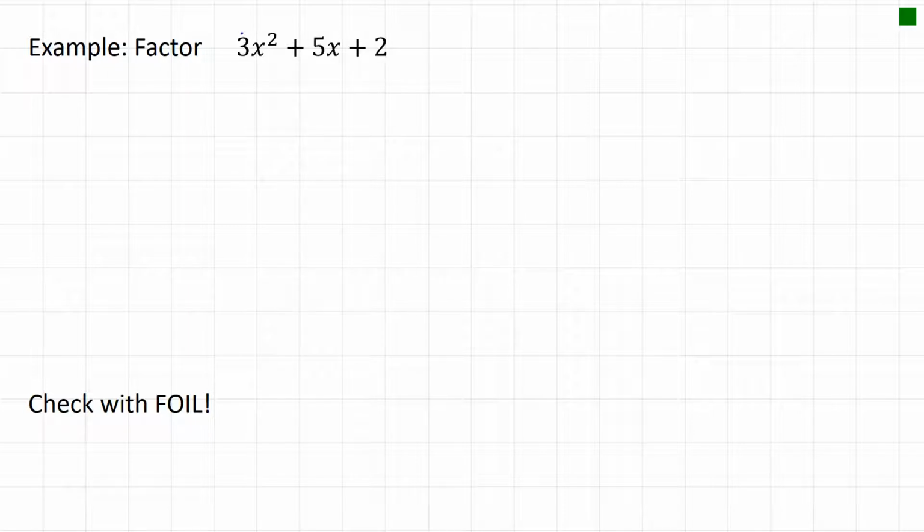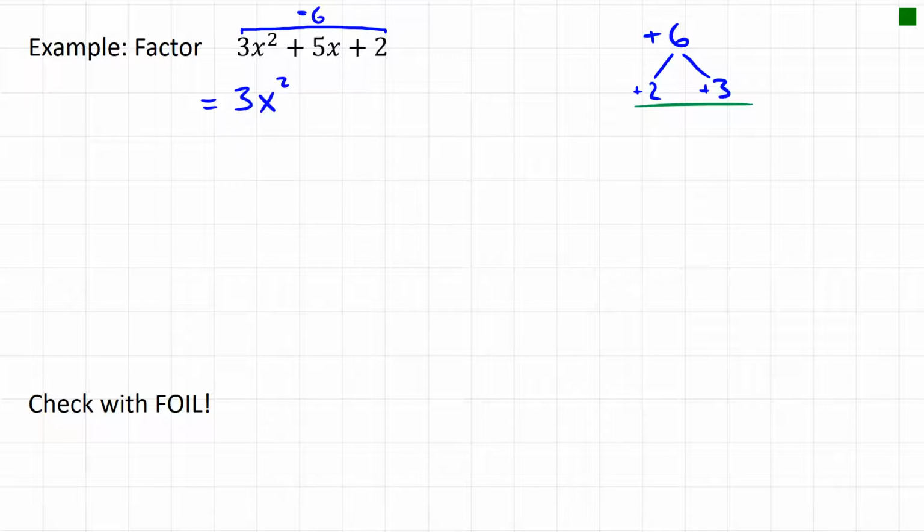So let's go through another example. The first thing we do is multiply the a and c, and we get positive 6. We now need to find two factors of positive 6 that add to positive 5. There's not too many factors of 6, so I can pretty quickly see that this should be plus 2 and plus 3. They multiply to 6, they add to positive 5. And we're going to use these to replace that 5x in our trinomial. We're replacing 5x with plus 2x and plus 3x. And this allows us to factor by grouping.